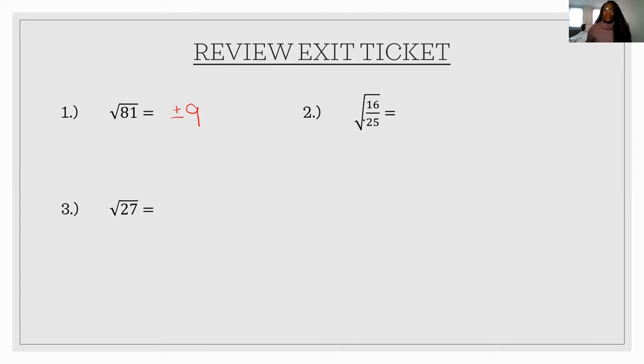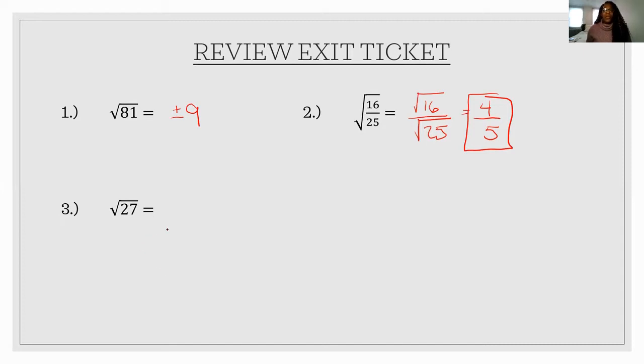Now the next one, we've got the square root of 16/25. That means I have to give my numerator and my denominator their own radicals. The square root of 16 gives me 4. The square root of 25 gives me 5. So my answer will be 4/5. If you said plus or minus 4/5, all you advanced people out there, look at you.